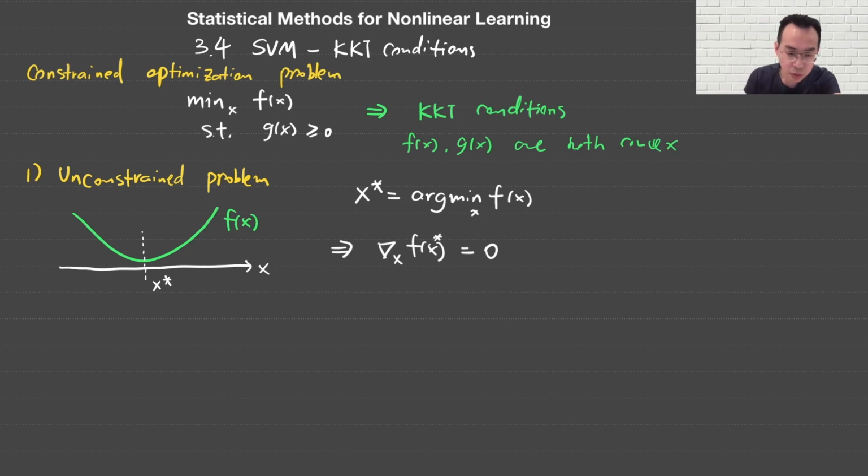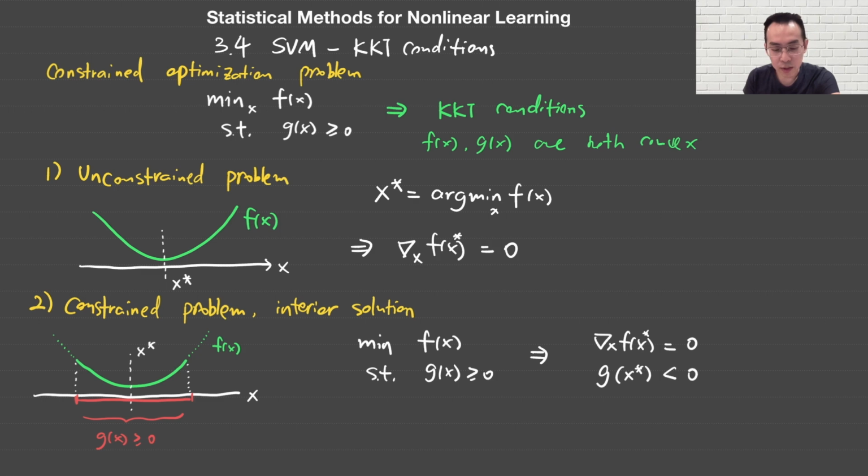Then what happens if we add a constraint to it? Well, that gives us a second example here. For the second example, let's consider the constraint problem. But for the first situation, let's consider that the optimal solution is in the interior. So this is a plot we're going to look at, right? We have the same function f of x, but now we also have a constraint that g of x is greater or equals to 0. So that is the constraint we are dealing with, meaning that we can only find the optimal solutions within this region.